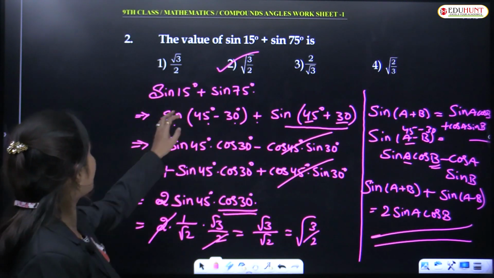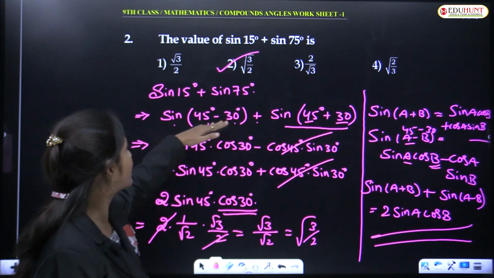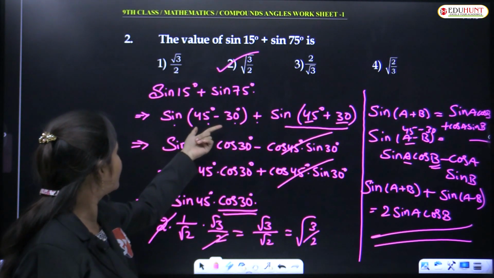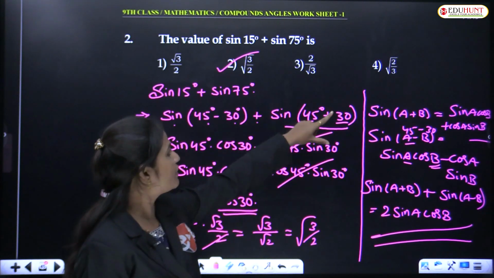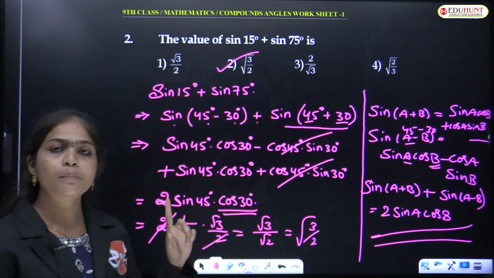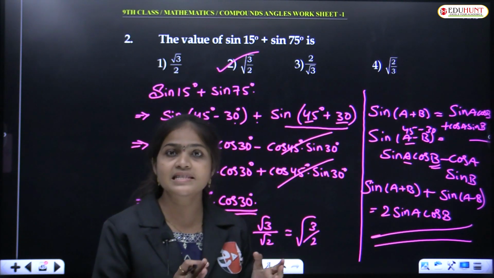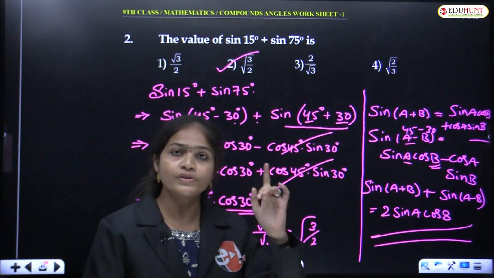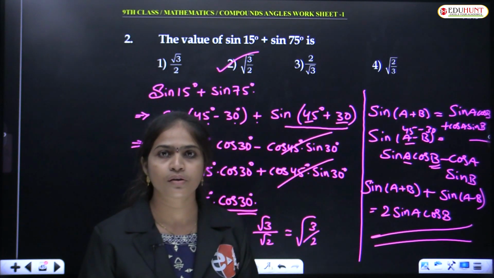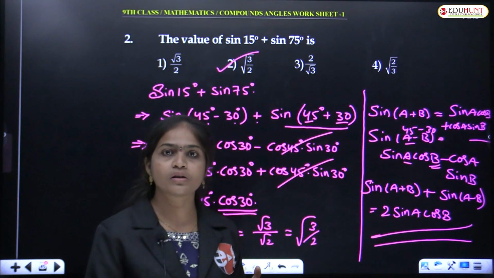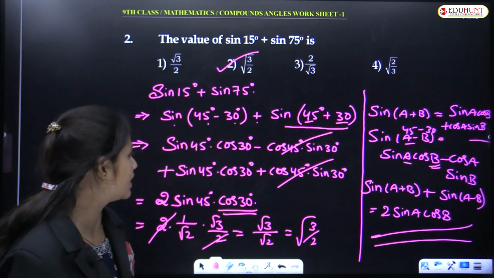So children, first we have to check that 15 degrees and 75 degrees. First we have to convert them into compound angles type. In the compound angles formula here we are getting 45 degrees minus 30 and 45 degrees plus 30. Already in 8th class we learned some trigonometric ratios and their values for certain angles. So first we have to think whether that angle can be used here or not, whether there are any possibilities to write it as a plus or minus. So first we have to check that.